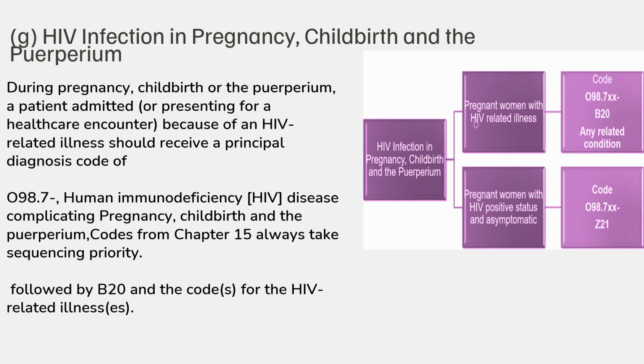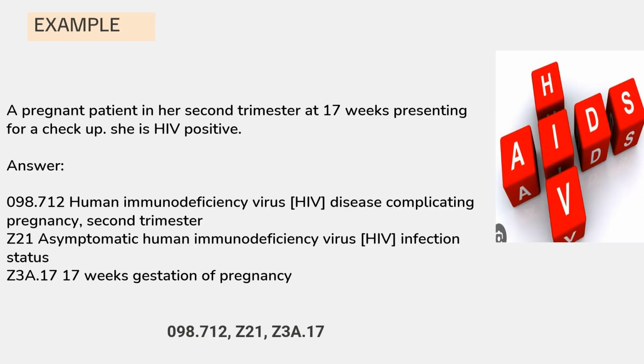Suppose this is a pregnant patient and she has developed an HIV related illness, that means she is an AIDS patient. So I will write the first code O98.7, and there are some more digits. And then the second diagnosis will be B20 because she has developed an HIV related illness. Suppose the pregnant woman has HIV positive status, that means she has HIV but otherwise is absolutely healthy. In that case, my first code will be O98.7 and a few more digits, and then Z21 because she is asymptomatic. So let us take one example.